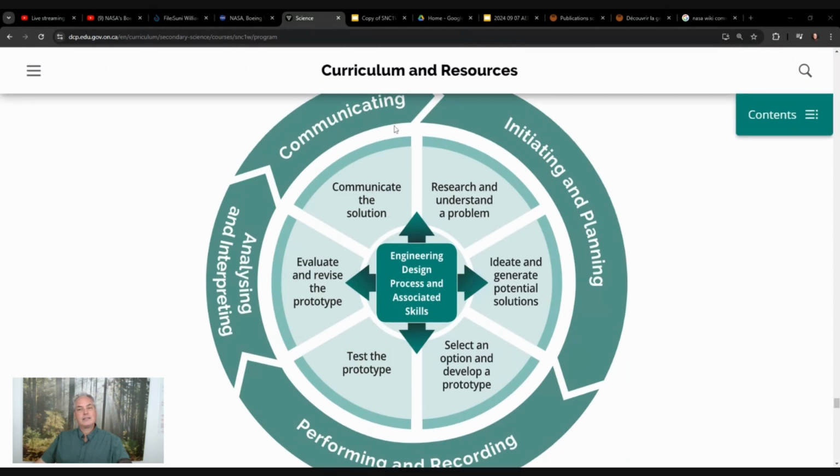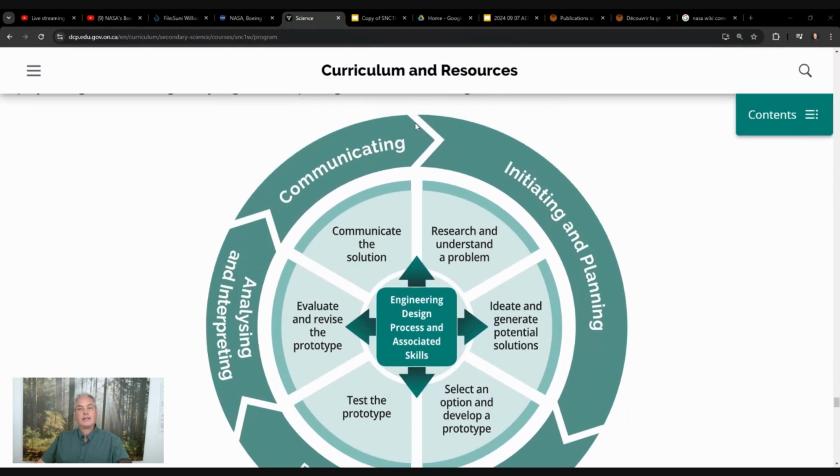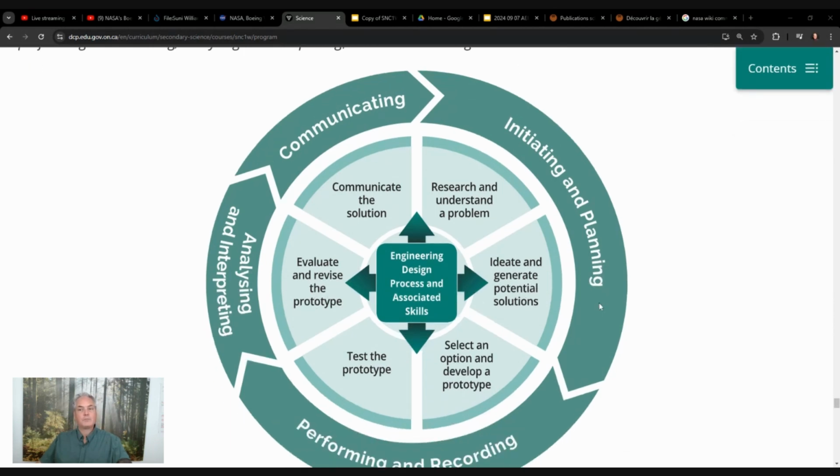Interestingly enough, as you can see, there's an arrow up here. That means that once you communicate your findings from your prototype, you can actually continue the cycle a second time to create a second prototype, a version 2 that works much better.